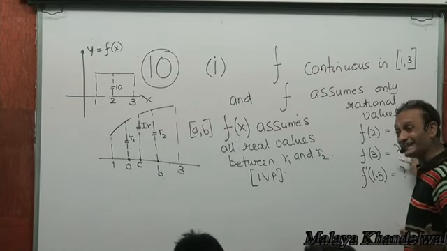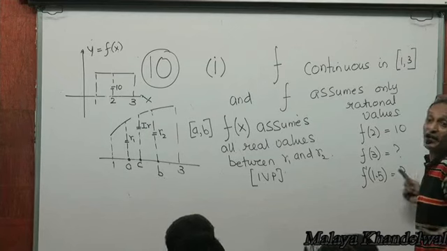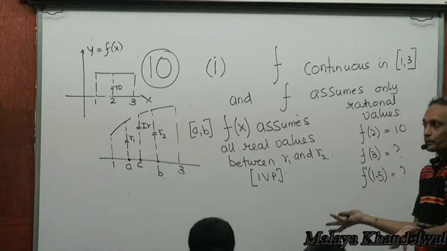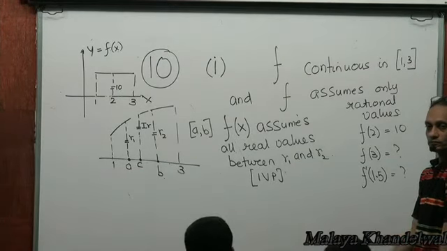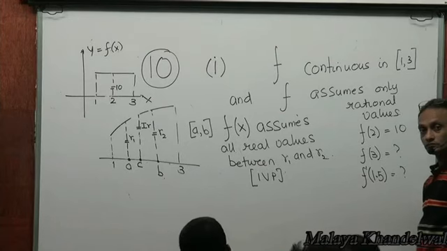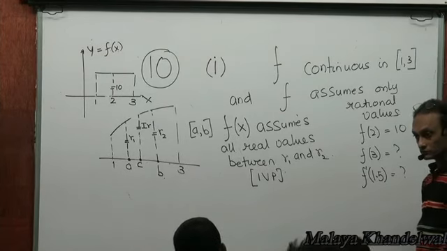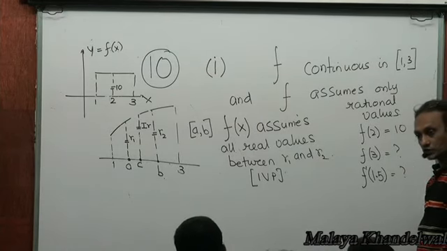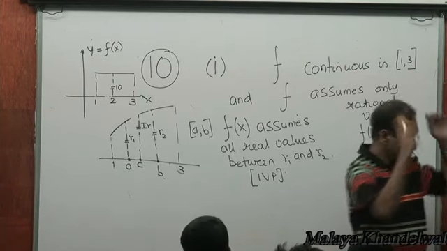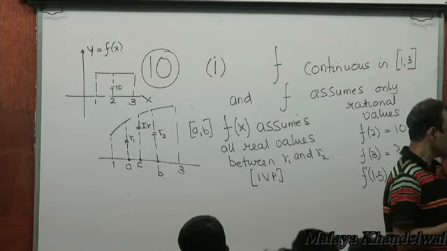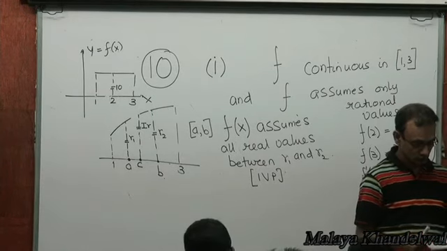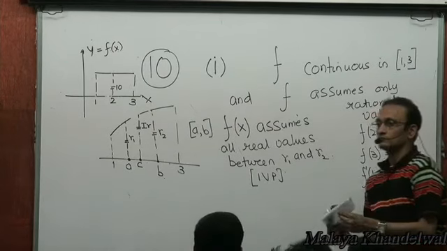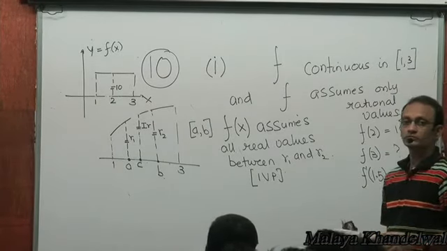So f3 will be 10. The derivative at any point will be 0. Right? Yes or no? Clear? Right? Shall we proceed?